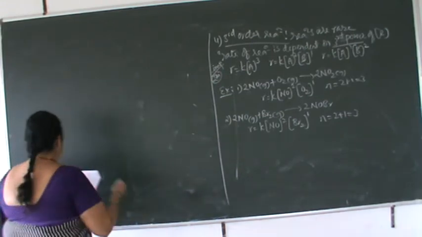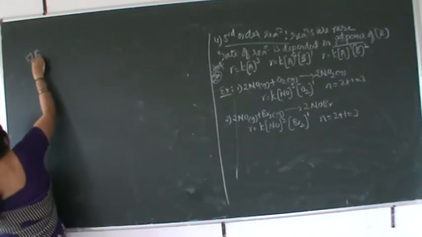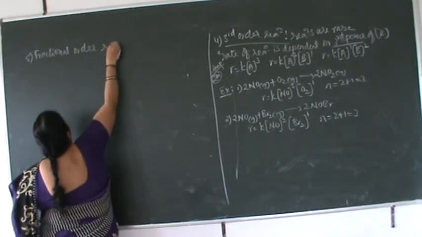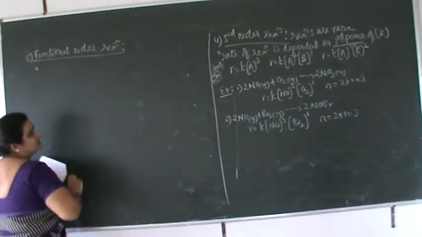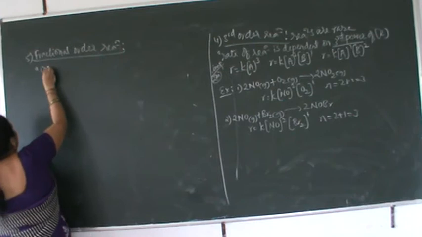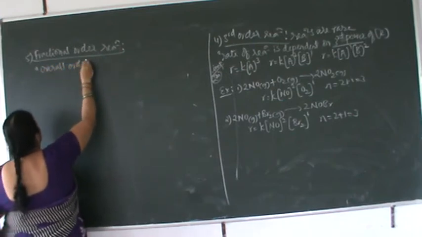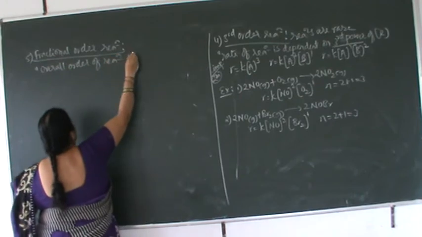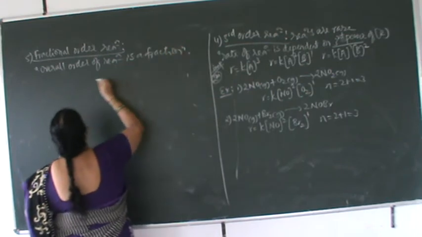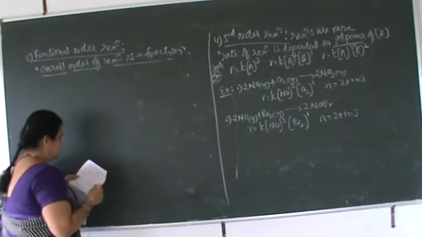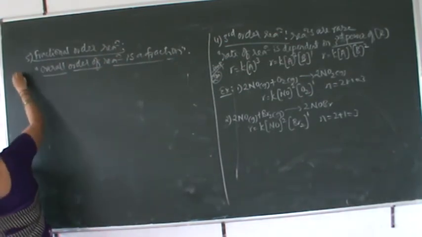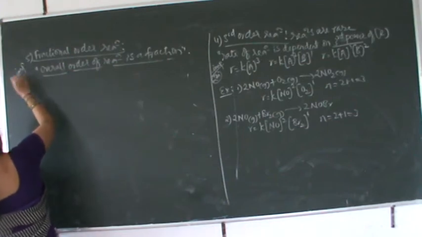Now fifth type. Fifth type is nothing but fractional order reaction. So here the definition somewhat changes from the other definitions. Here we write it as: overall order of the reaction is a fractional value, or fraction. So that type of reaction is called a fractional order reaction. It is also asked for 2 marks. Make a note of it.